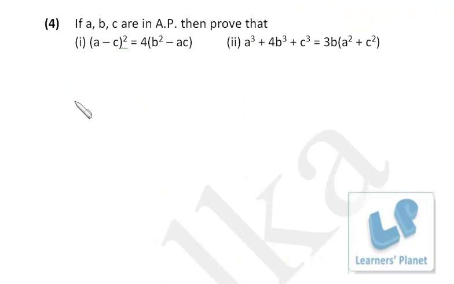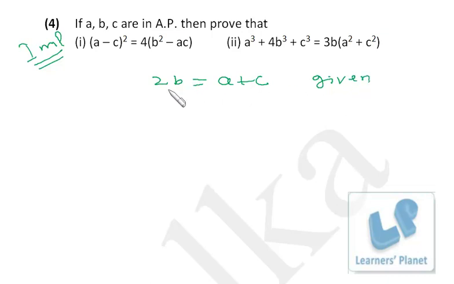Now this is a sum. A, B, C are in AP, then prove that... It's going to be important. A, B, C are in AP, that means 2B is equal to A plus C. That's given. Now what I do, I square both the sides. So 4B square is equal to A plus C whole square.